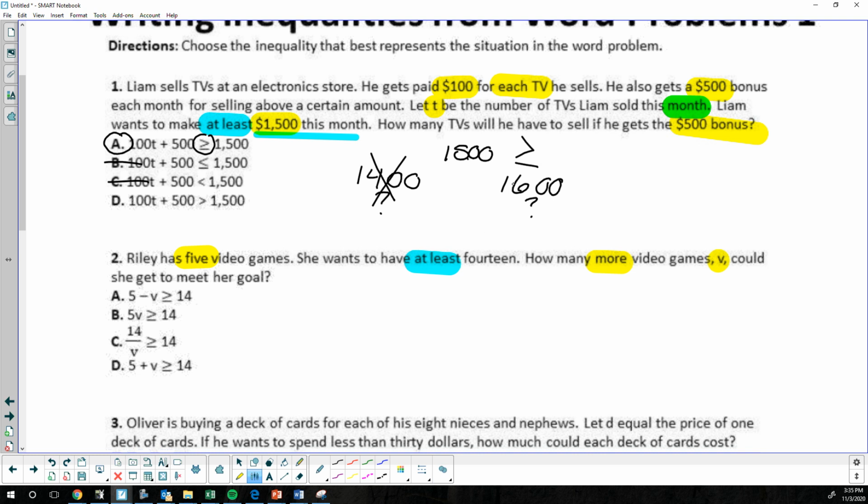Okay, so at least, luckily, we already talked about it right here. We know that at least is greater than or equal to. So let's check. Okay, in this case, it does not allow us to cross anything out. So now we got to deal with the rest of the problem.